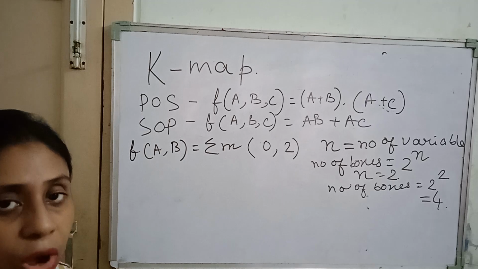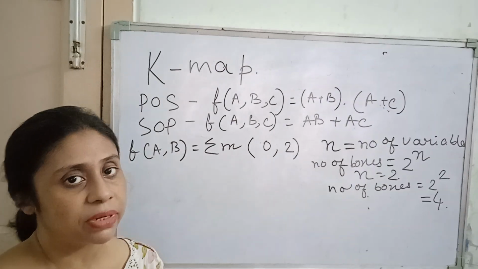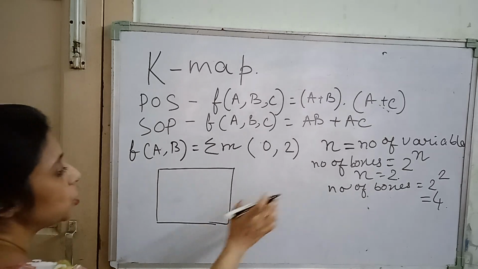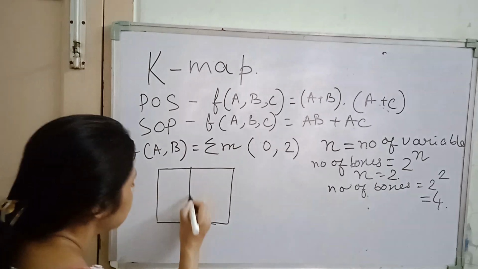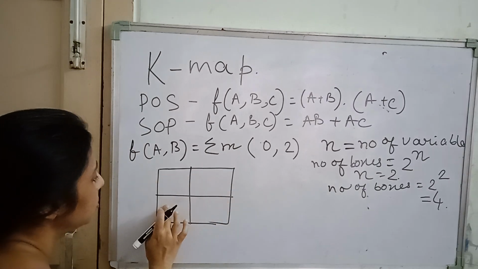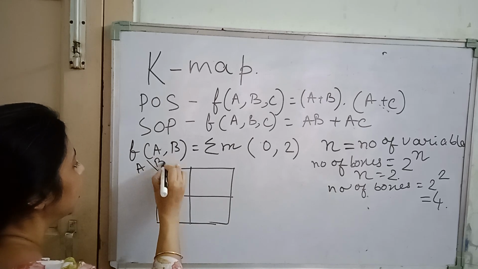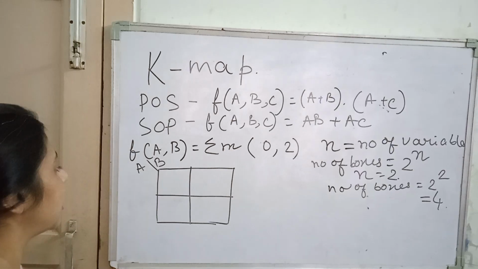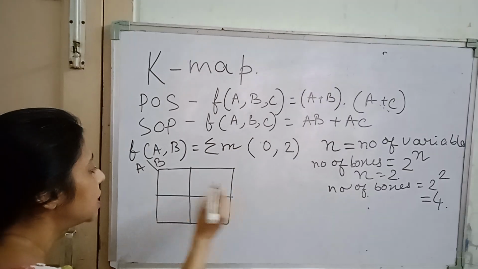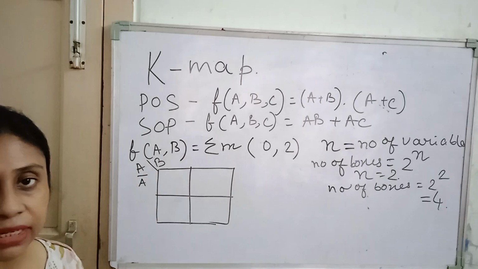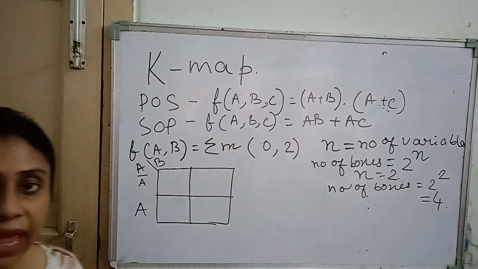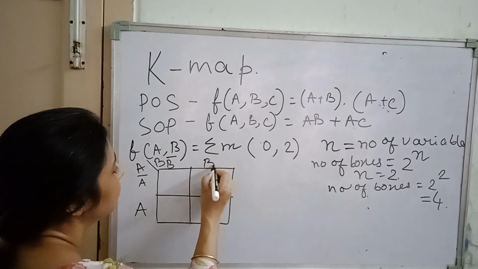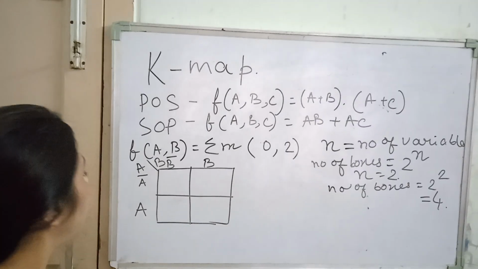Now how to draw Kmap and how to put numbers in the boxes. This is the Kmap of our 2 variable expression. See, for 2 variable expression, there should be 4 boxes. So these are the 4 boxes, 1, 2, 3, 4. Now one variable is A, another variable is B. We will put one variable in rows and another variable in columns. In this case, we are putting variable A in rows. That means the first row will be indicated by A complement. The second row will be indicated by A. Now when it comes to columns, the first column will be indicated by B complement and the second column will be indicated by B.